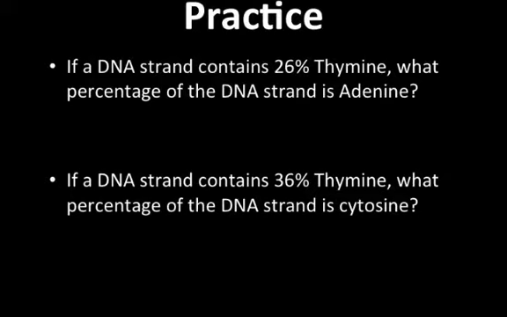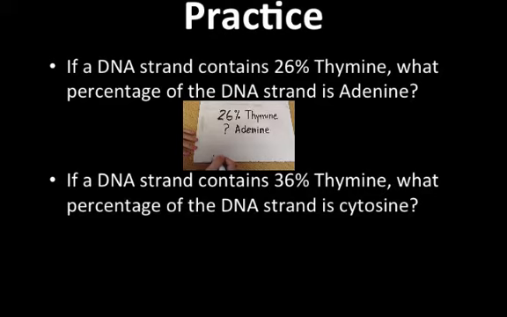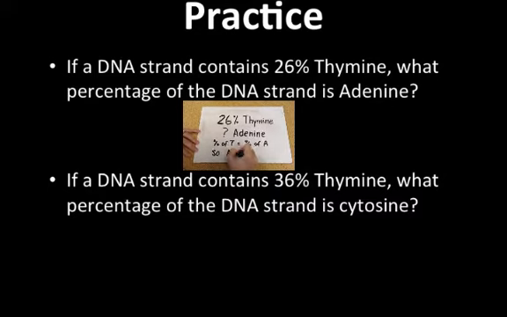For this next example, we have 2 different practice problems. So the first one is, if a DNA strand contains 26% thymine, what percentage of the DNA strand is adenine? So we know that thymine always equals adenine. So if 26% of the DNA strand was thymine, then it must also be that 26% of the DNA strand is adenine.